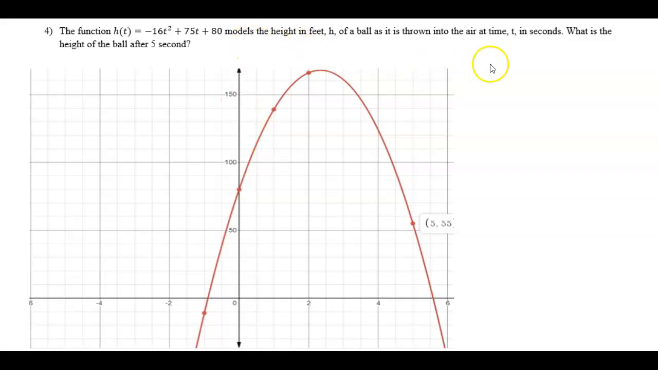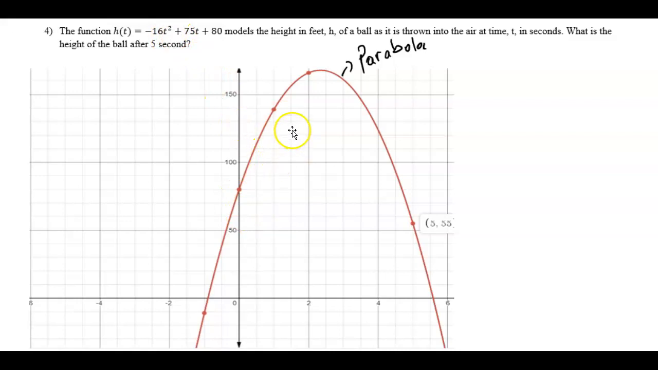So the question is, what is the height of the ball after 5 seconds? It's like when you throw a ball in the air, especially playing basketball, it always makes a curve, and that curve we call a parabola. Remember, the graph of a quadratic function is called a parabola, and that is a curve. So when I put the function on Desmos, I got this curve right here.